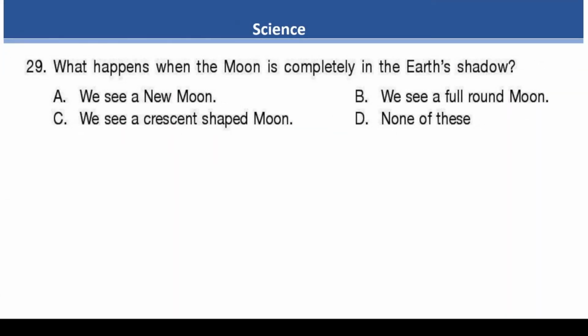Next question. What happens when the moon is completely in Earth's shadow? The options are given here. We see a new moon, we see a full round moon, we see a crescent shaped moon, or none of these. Try to choose the right answer.